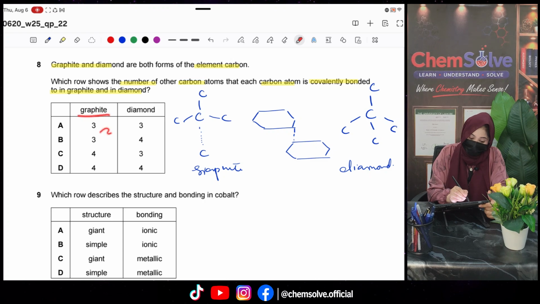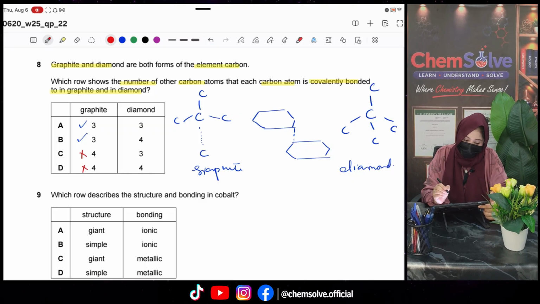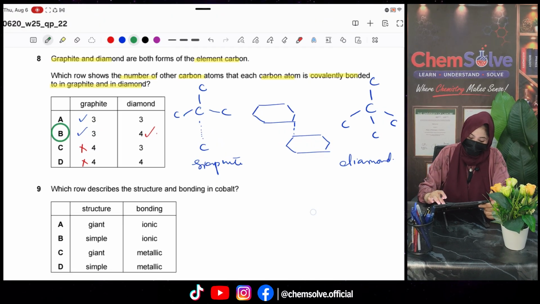So for graphite, we need to choose 3, not 4. And for diamond, we need to choose 4. So B is the correct option, right?